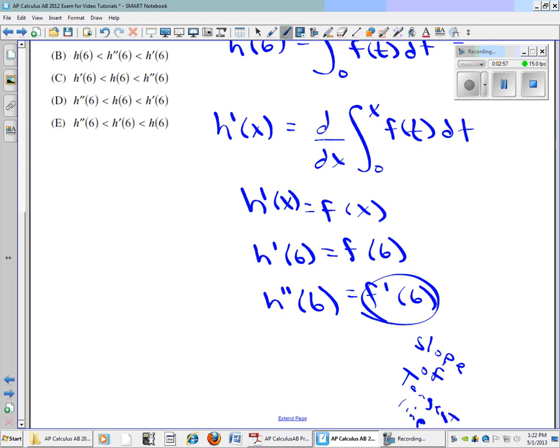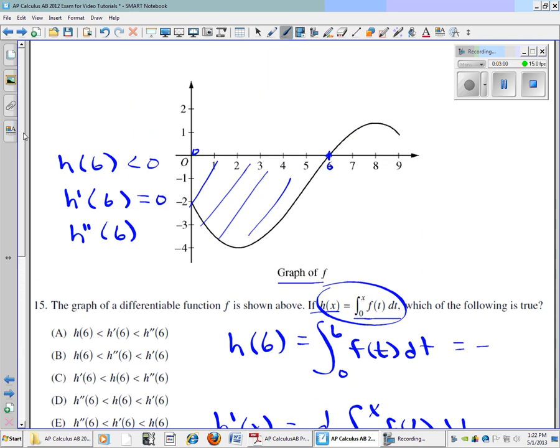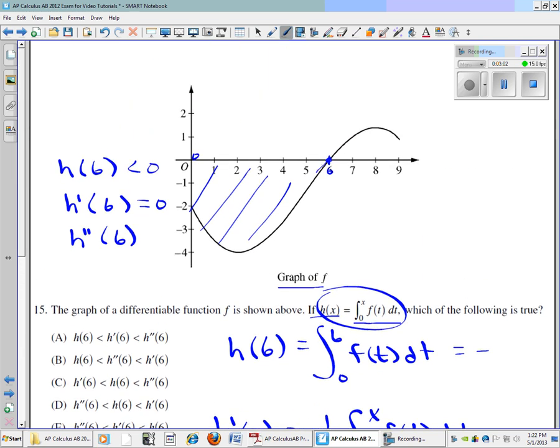So let's look at the value of 6. What would the slope of the tangent line be? Well, the one thing I know is it's positive. It's greater than 0.